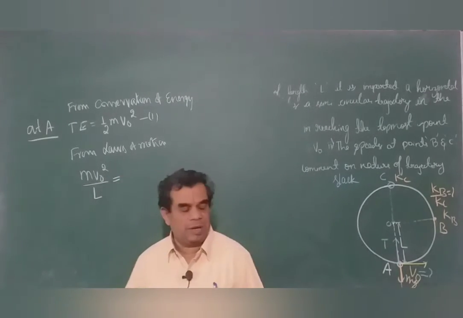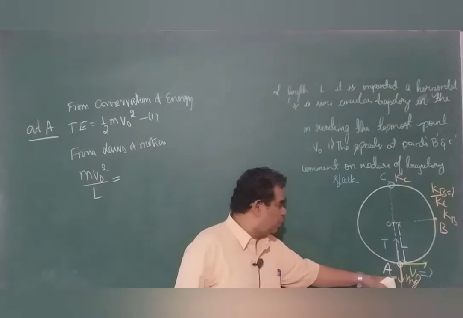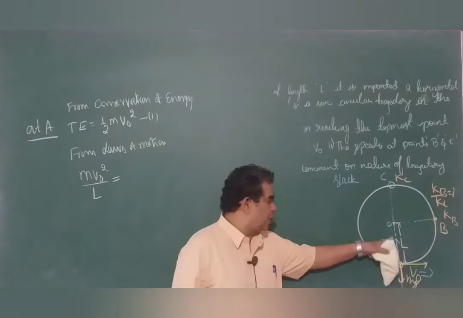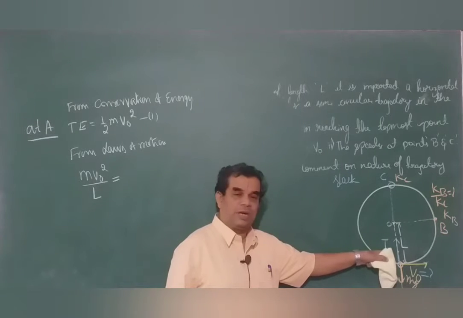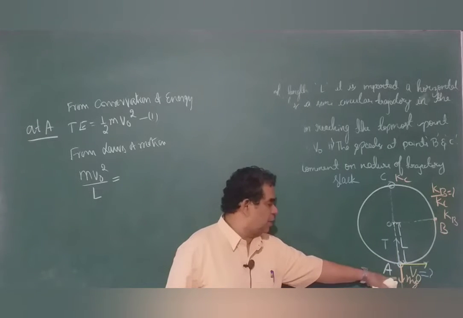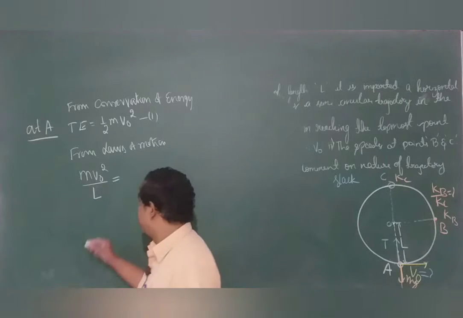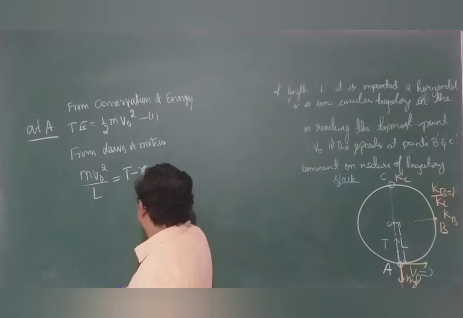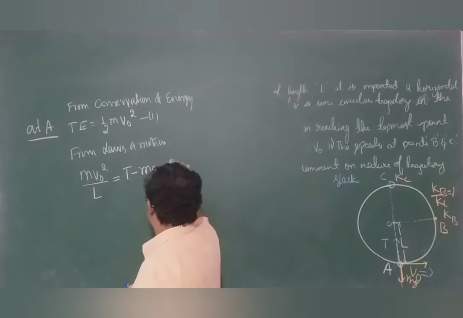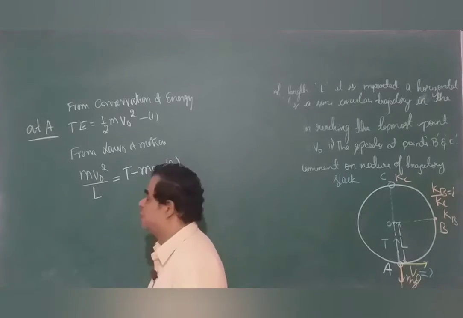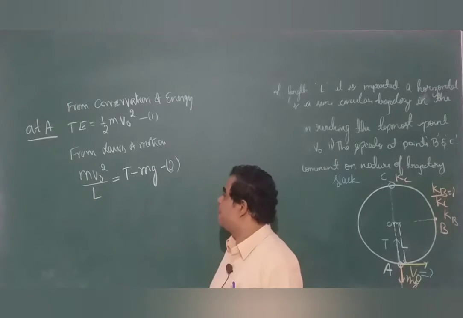It is given by these two forces. Observe, in the direction of centripetal force, that is towards the center O, T is there. That we have to write first. And in the opposite direction, minus mg to be written. Say T minus mg. This is our equation 2 at A.